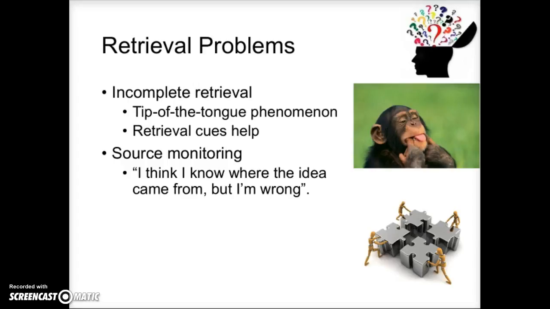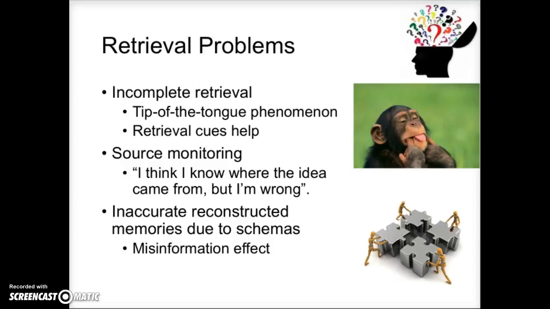One of the biggest problems with retrieval is that memories can become inaccurate due to reconstruction. Every time you retrieve a memory and you pull it out, you're pulling it out of an overall schema and semantic network. And so you're going to pull out bits and pieces attached to that schema that don't actually belong. And we can actually make this inaccurate reconstruction worse with something called the misinformation effect.